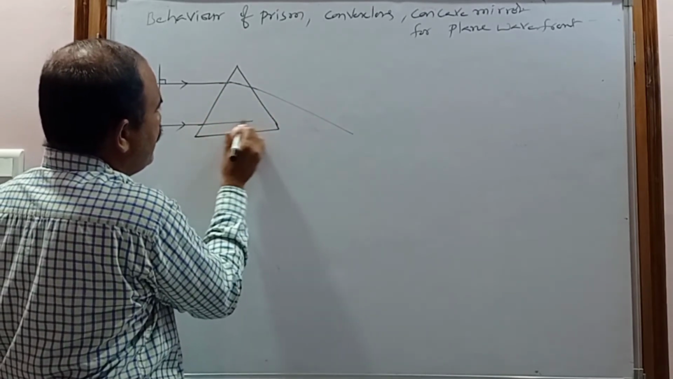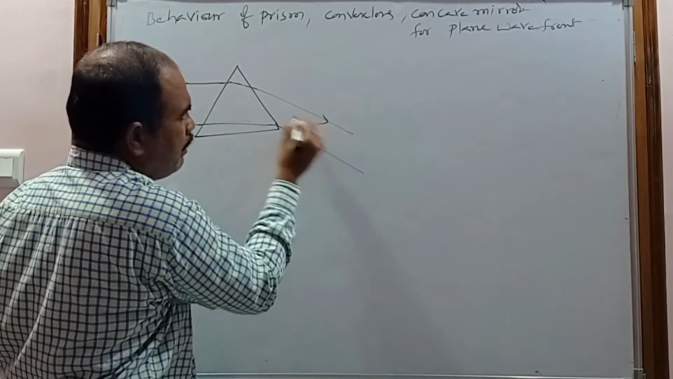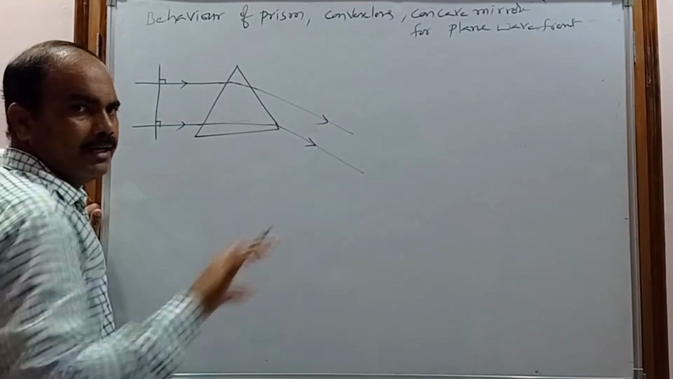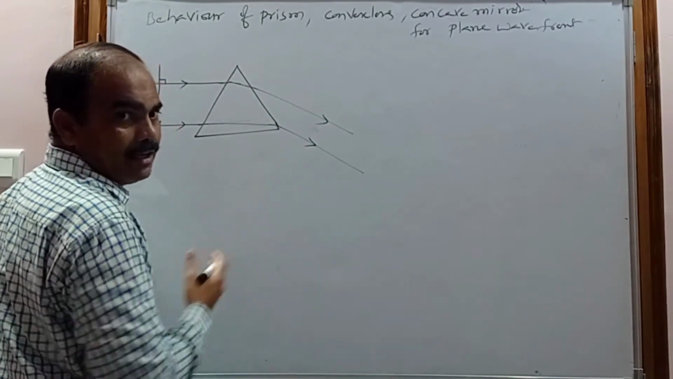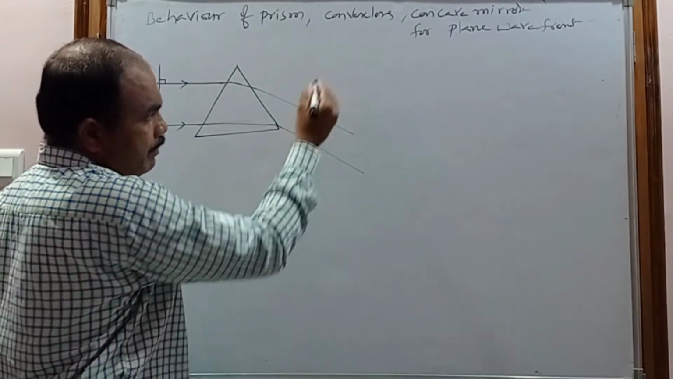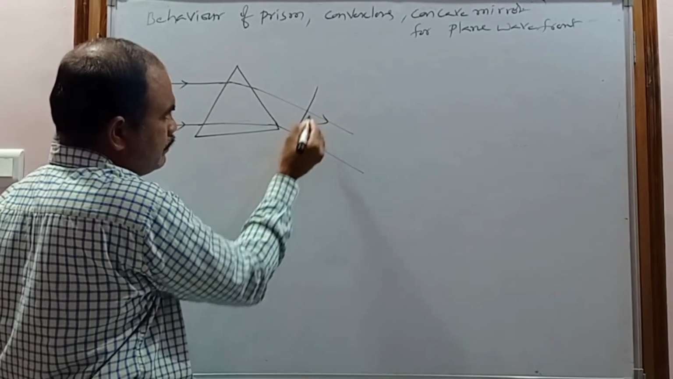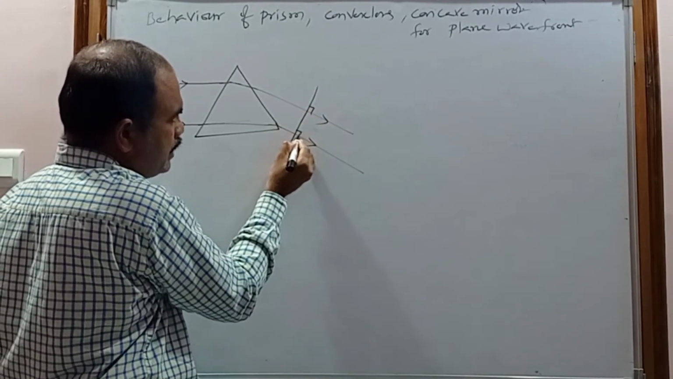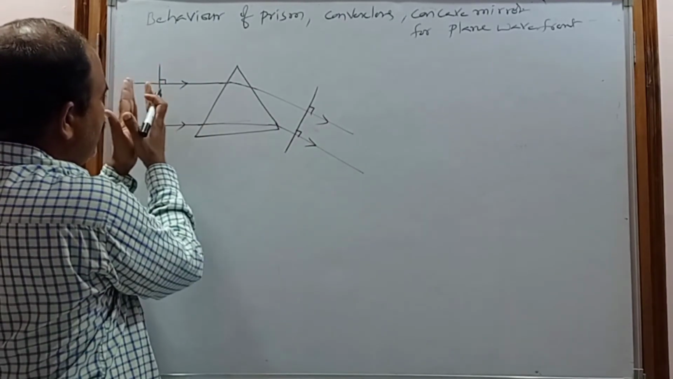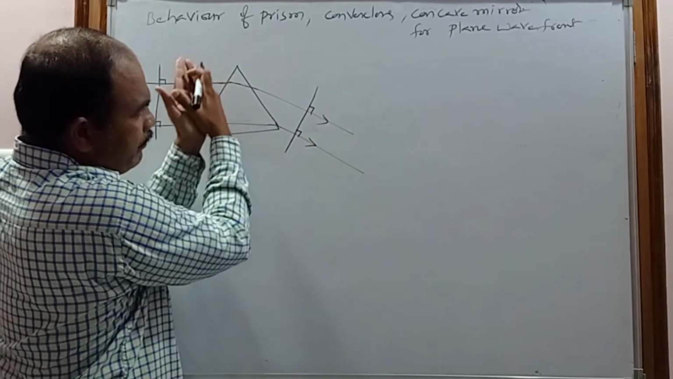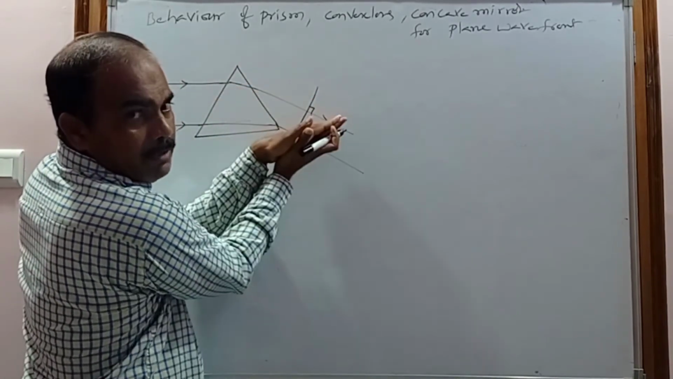Already you learned this in ray optics. These rays are called emergent light rays. For these emergent light rays, when I draw the plane wavefront, it will be perpendicular to them, and it will be like this. So when the plane wavefront is incident on the prism, after refraction, when it comes out of the prism, it will be tilted.